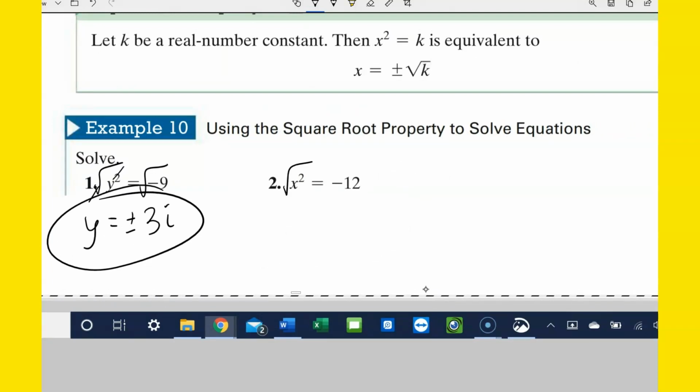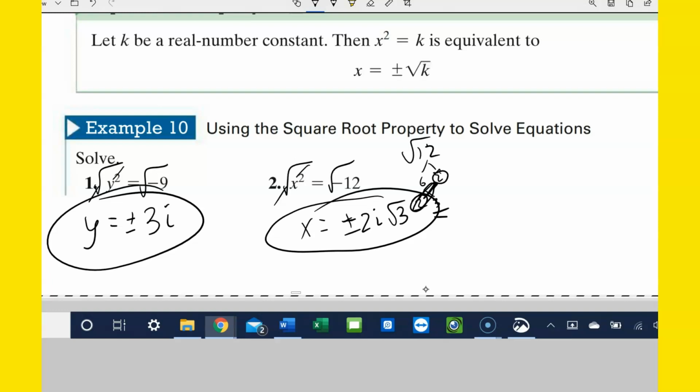x squared equals -12. Take the square root of both sides. x equals plus or minus, treat it just like it's a positive 12. If it was a positive 12, we would break it down: 6 times 2, 2 times 3. I've got a pair of 2's right there with an extra 3. So the 2 comes out. The 3 stays underneath the radical, but I've got to put an i with it, and the i goes in front of the radical. So plus or minus 2i root 3. If you put plus or minus 2 root 3 and then an i afterwards, I probably wouldn't count it wrong, but it is not the conventional way to write it.